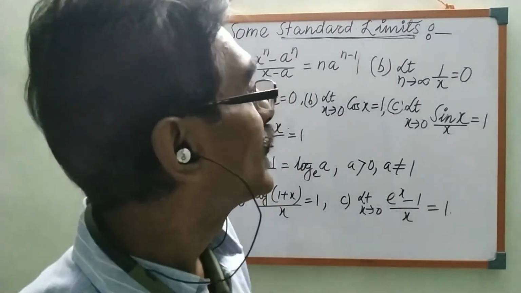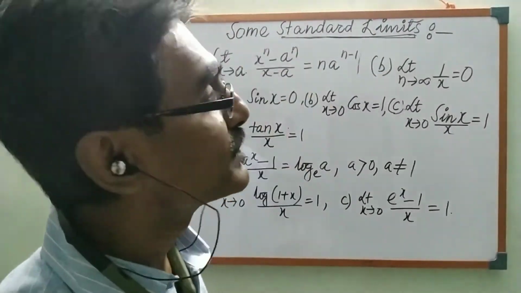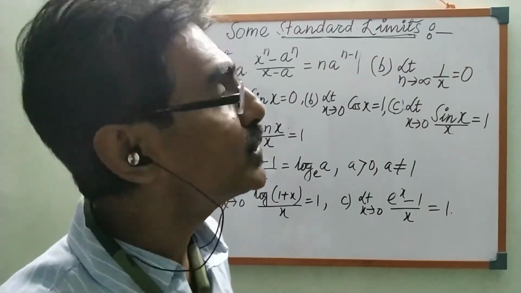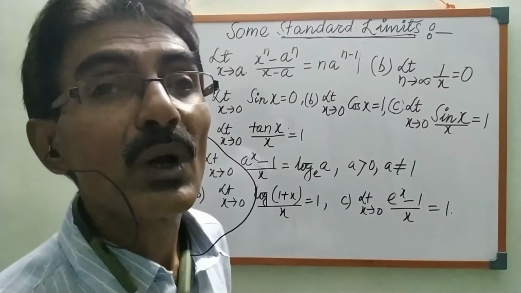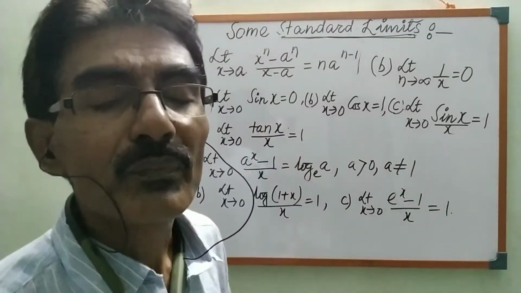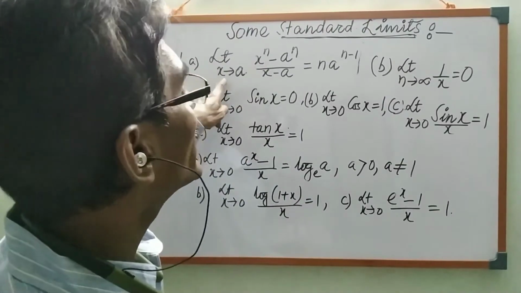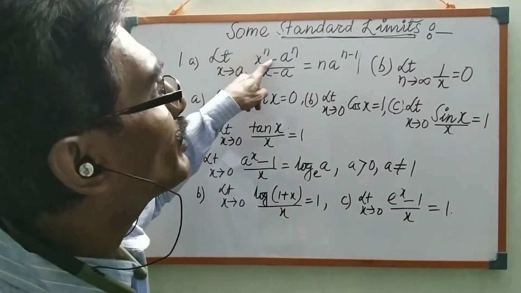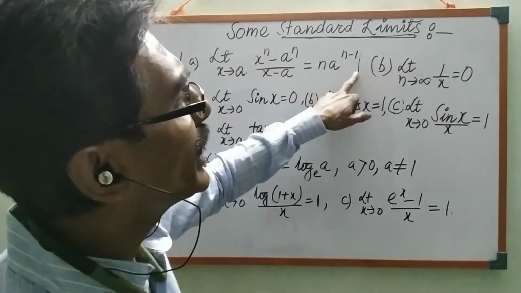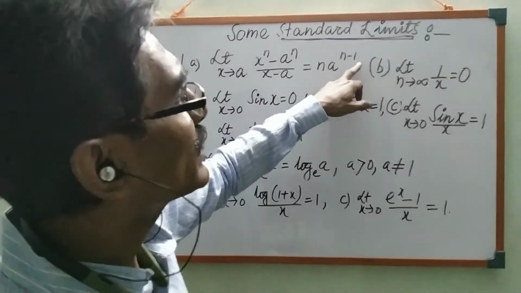Now you see, today what I have taken here are some standard limits. So many standard limits we have to use directly to solve the sums on limits. You see the first one, and one thing, all the formulas, all the standard limits, like limit x tends to a, x to the power n minus a to the power n by x minus a, we will directly use the result n into a to the power n minus 1.